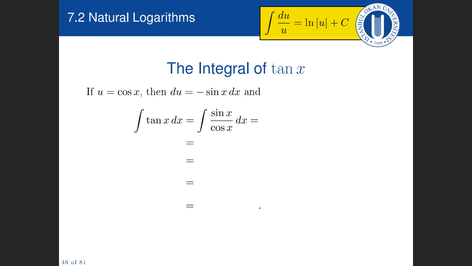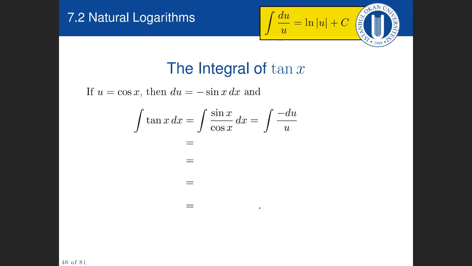First of all, let's talk about the integral of tan x. Remember, tan just means sine divided by cos. And I want to do integral of du divided by u, so I need to do a substitution. I'm going to do the substitution u is equal to cos x, because then du is minus sine x dx. And so the integral of tan x, or the integral of sine divided by cos, is equal to the integral of minus du over u.